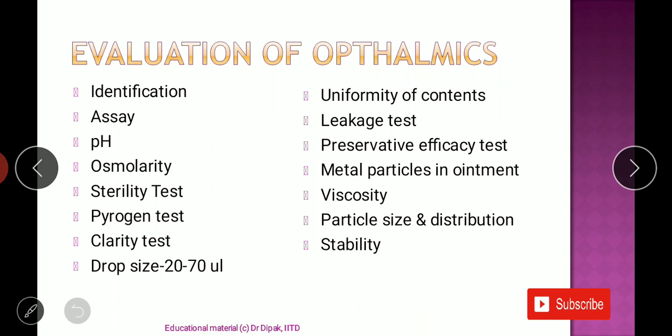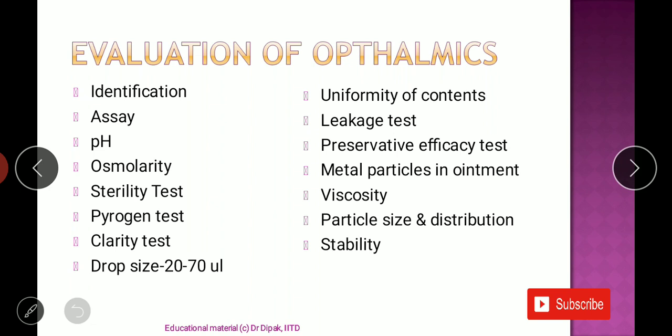The metal particles in the eye ointment are checked by melting the preparation in a Petri plate. After melting, it is kept for cooling, so the metal particles will settle to the bottom. Then the plate is inverted and the number of particles is counted with a magnification lens. There should be not more than 50 particles of less than 50 micron size in 10 tubes of the eye ointments.